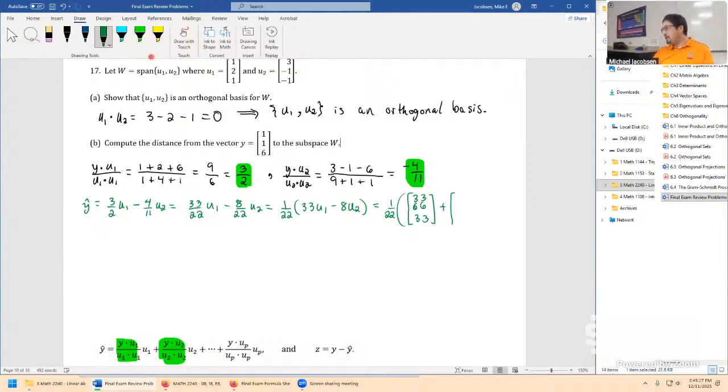I'll go plus and scale u2 by -8. So this is -24, +8, +8. So now this is to wrap around 1 over 22, rescaling. 33 minus 24 will give us a value 9.